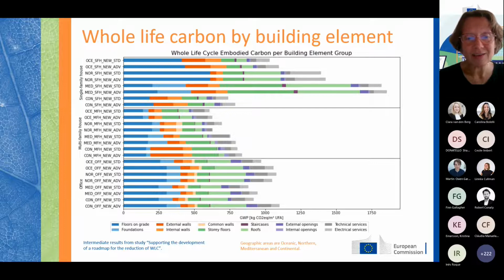This is intermediate results from a draft report from a study that we have, which looks at the whole life carbon, in particular embodied carbon, across the EU for different kinds of buildings. I will not go into detail here, but I just want to show you what kind of things we are looking at. On this slide, you can see different kinds of buildings, single family homes, multi-family homes, and offices, and also different regional areas: oceanic, Northern Europe, continental, and Mediterranean. All of these are new buildings. For standard buildings and more advanced buildings, what they look like in terms of embodied carbon, and from which parts of the building this embodied carbon comes from. So just to give you a flavor of things that are important to look at and which we are trying to get a better grip on as well.